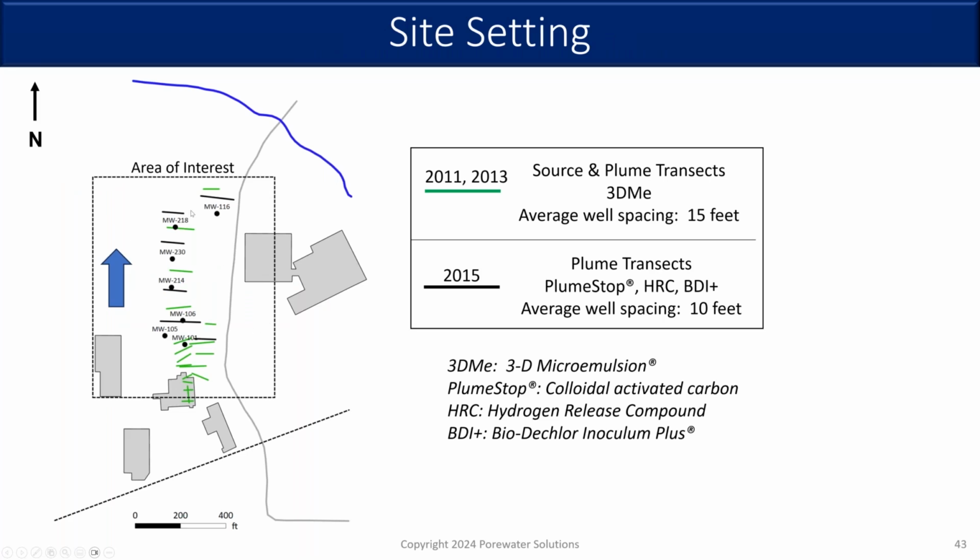So just to show you quickly, the area of interest is where most of the plume was. The green lines and the black lines are transects, where solutions were injected. The green is where 3D microemulsion was injected, a long-lived electron donor. And the black is where PlumeStop was injected with an electron donor, hydrogen release compound, and the BioDechlor INOCULUM Plus, which is basically bioaugmentation. So they did a lot of work here to quickly knock that plume down.